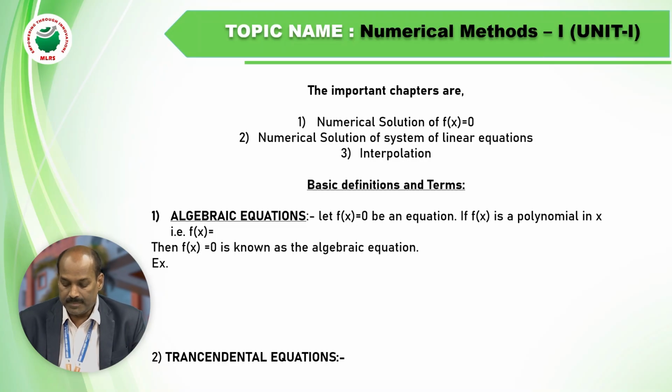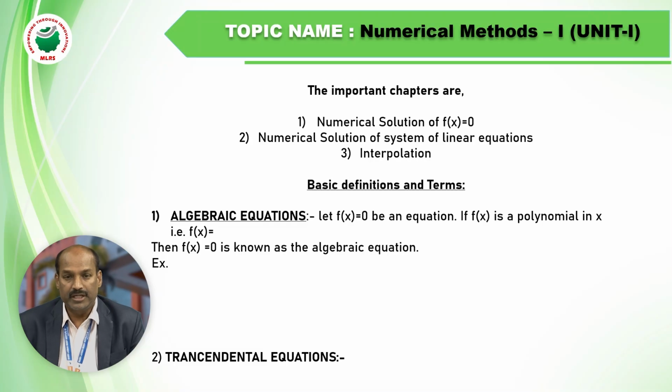The important chapters in unit 1 are, first one, numerical solution of the equation f of x is equal to 0. And second chapter is numerical solution of system of linear equations. In the system of linear equations, mainly we talk about the number of equations equal to the number of unknowns. And the third chapter, that is the last chapter, is interpolation.